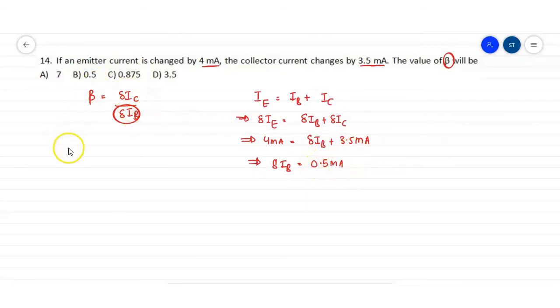Now just substitute the values here in the formula of beta. Change in collector current, which is 3.5 milliamperes, divided by change in base current, which we have just calculated here, which is 0.5 milliampere. 3.5 upon 0.5, that will be 3.5 into 2, which will be equal to 7. So if you cross check the options, option A will be the correct option for the given question.